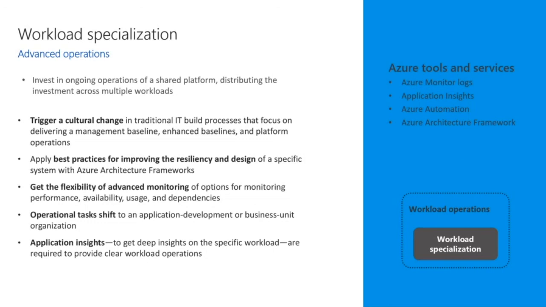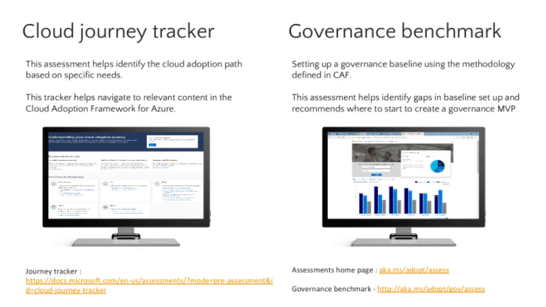With this, we have covered two important parts: what the Azure Governance Framework is, how you build the 5 disciplines of the Azure Governance Framework, and then how you build the management framework. Here, if you look at some of the tools available to you, we saw in our first lecture the Cloud Journey Tracker and the Governance Benchmark. These are the two tools.